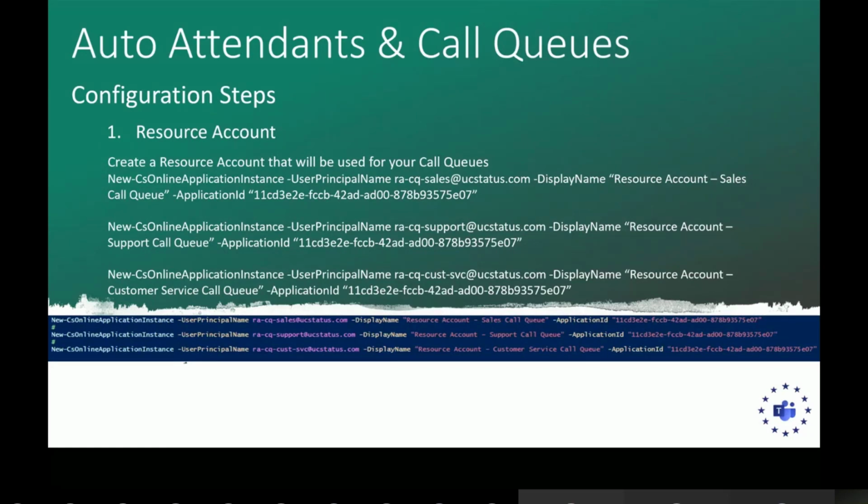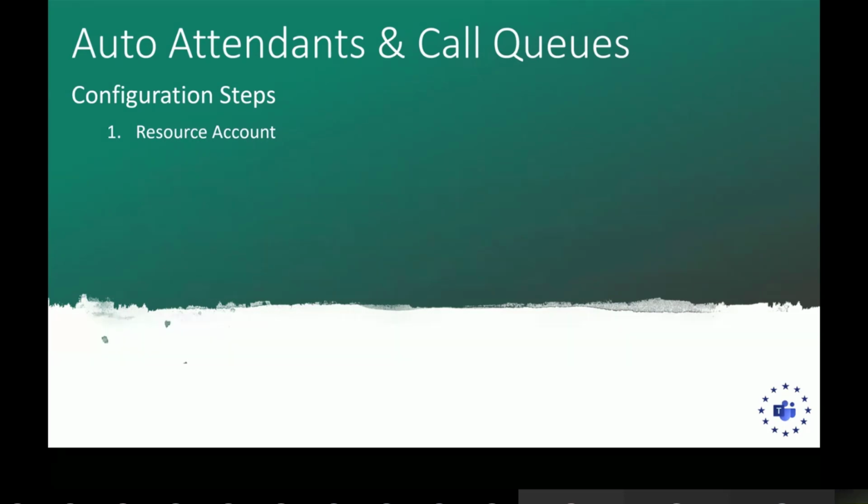creating, this is actually just the resource accounts for your call queues. And again, it's just the different application ID. So if you've got a main number auto attendant, for instance, you might want a call queue for the different departments. So the press 1 for this, 2 for that, 3 for the other. In my case, it's sales, support, and customer service. So I've done that there.